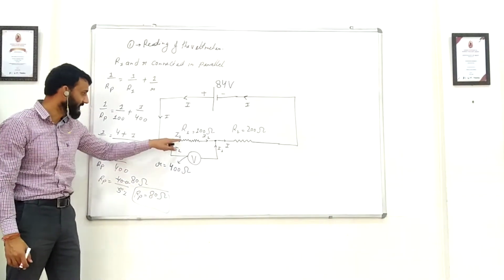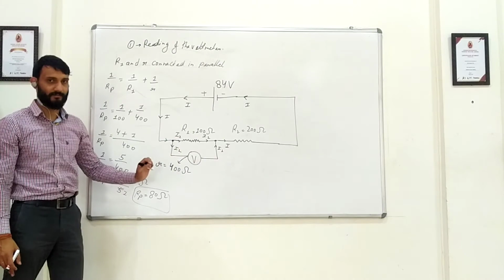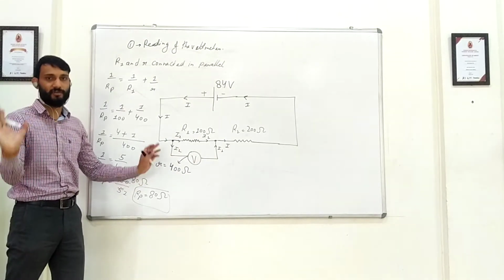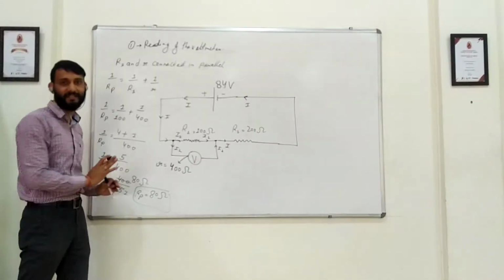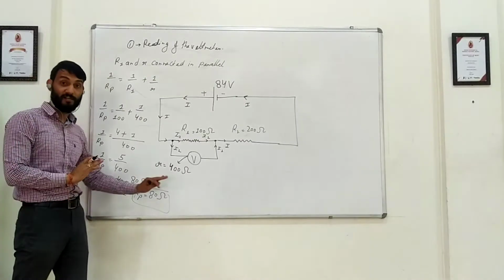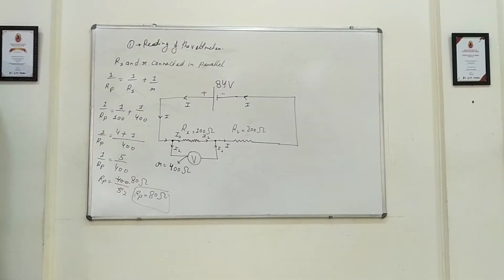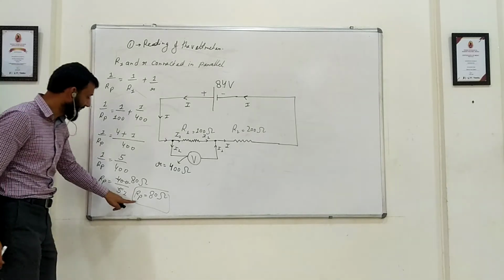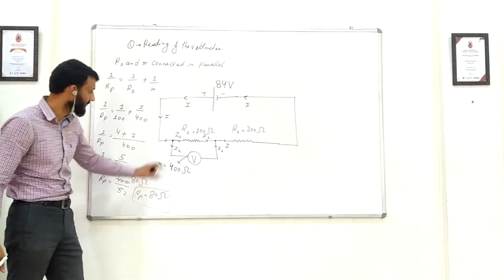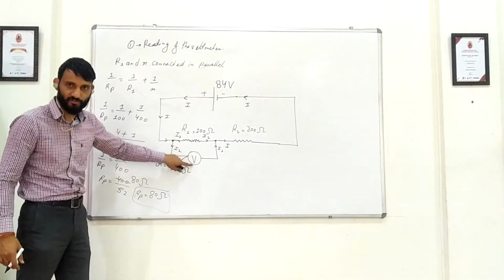Now if you want to erase these two for the practice and then put it just Rp, you can do that in your practice till the time you get perfect in these kind of questions. But right now I will not do it. So Rp is 80 ohm. So if Rp is 80 ohm, then this single resistor will come instead of these two.